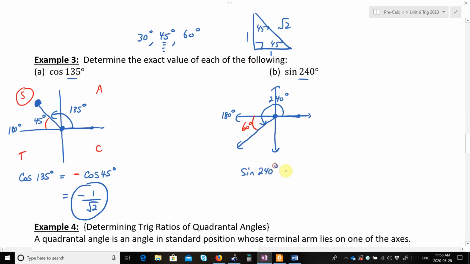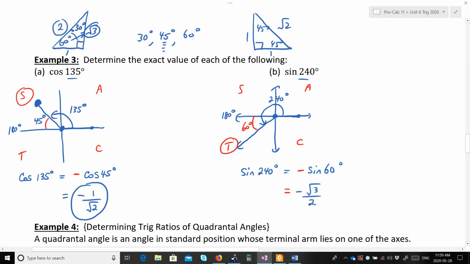So sine of 240 degrees is equal to sine of 60 degrees with possibly a negative sign. CAST: the only trig ratio that is positive in quadrant 3 is tan. So sine of 240 will be negative. That's sine 60. Okay, and we know that sine 60, it goes 1, 2, root 3, sine 60 is root 3 over 2. So we are going to get negative root 3 over 2. That's for sine 240 degrees.